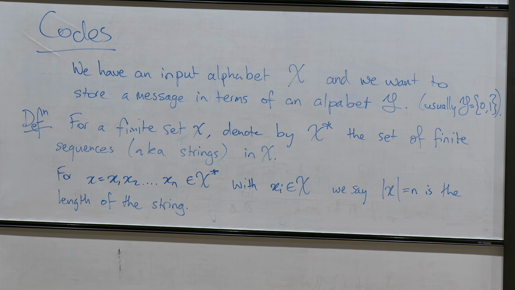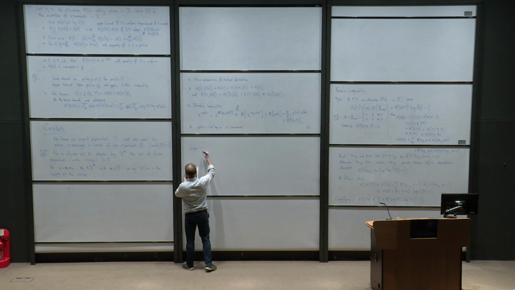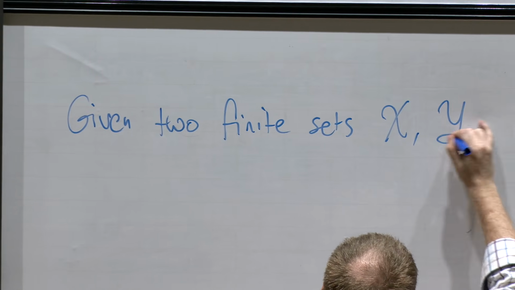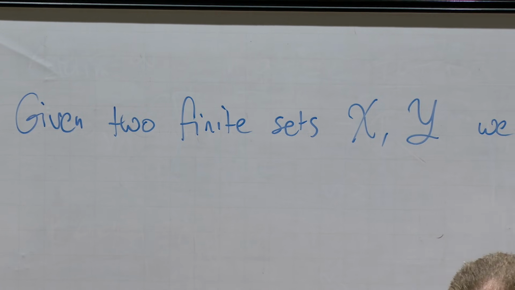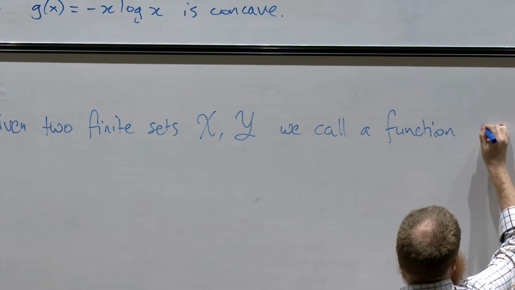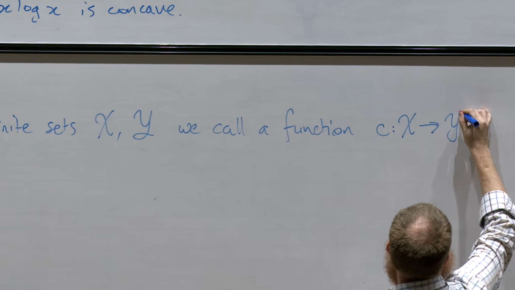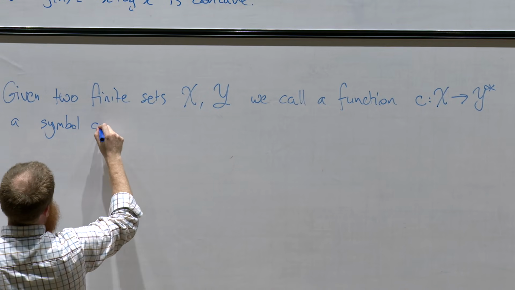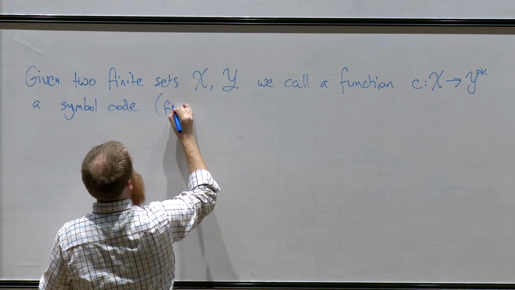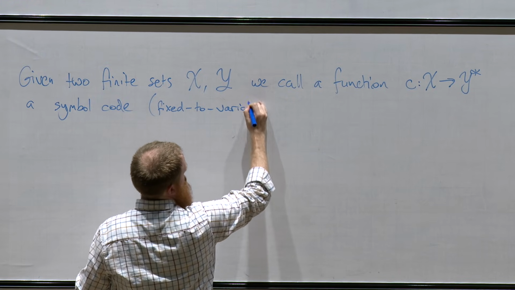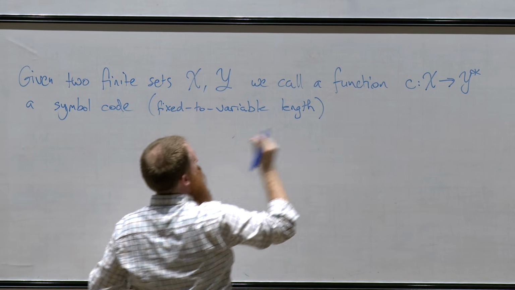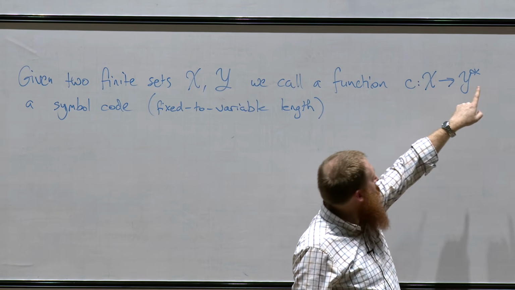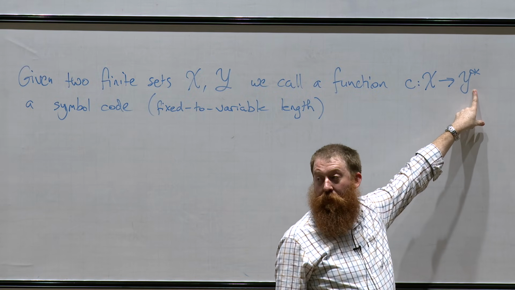Okay. So given two finite sets, X and Y, we call a function C which maps X to Y star a symbol code, fixed to variable length. I only say this because we will later see variable to fixed codes. The idea being I'm going to take one input and take it to some string of some length. And I'm not saying how long that string has to be.